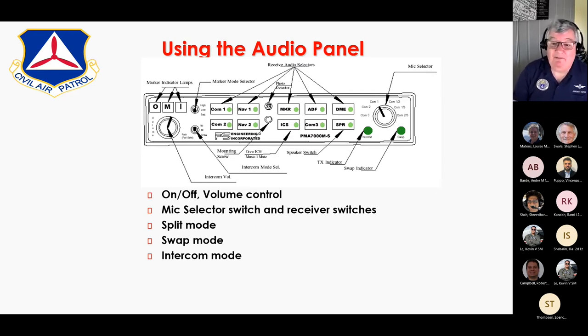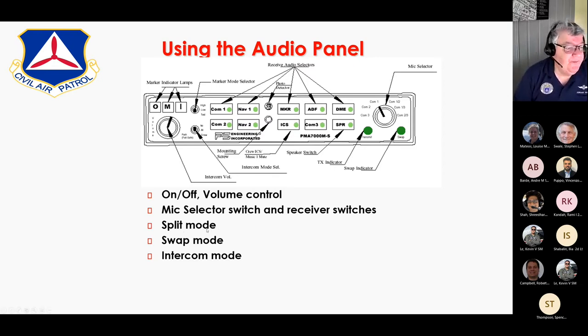The audio panels are all kind of the same. They have the same functionality. The important aspects of it are the on-off and volume control. In this case, the on-off and volume is the far left lower corner. The microphone selector switch and receiver switches. The idea here is that you can choose which of the various comm channels will be used when you key up the microphone, and then you can additionally listen to other channels. The important thing here is that the mic selector implies that you're going to listen to the receiver. And so when you change one of these selectors to set which channel the microphone is going to use, you're also changing which channel will be listened to on your headset. We'll talk about that a little bit more in a minute.